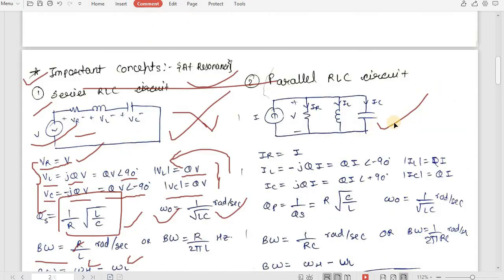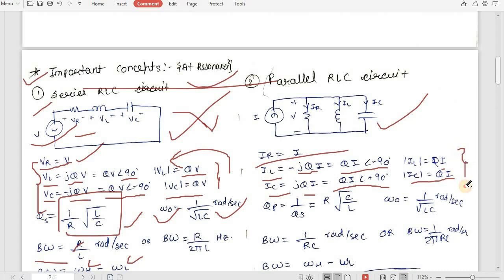Now let us see the same thing for parallel RLC network. So here this is a parallel RLC network. At resonance, IR will be II, IL will be minus jQI. Note one thing, this circuit is working at resonance frequency, and this formula is only valid when your circuit is operating at your resonant frequency. So your IL will be QI angle of minus 90 degrees in terms of phasor, magnitude will be QI, IC will be jQI, in phasor it will be QI angle of plus 90 degrees, magnitude will be QI only.